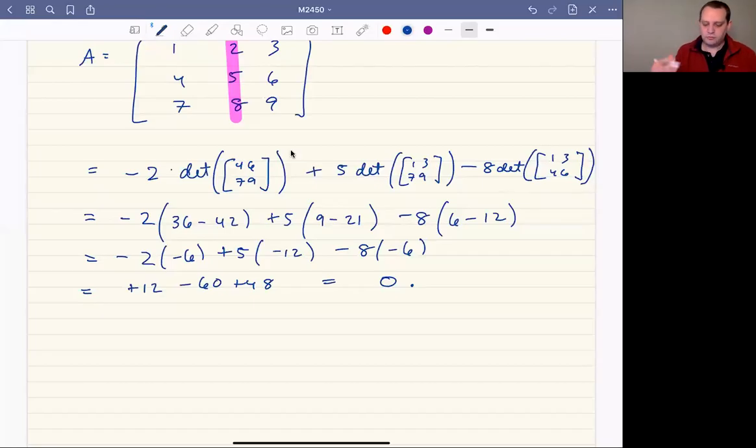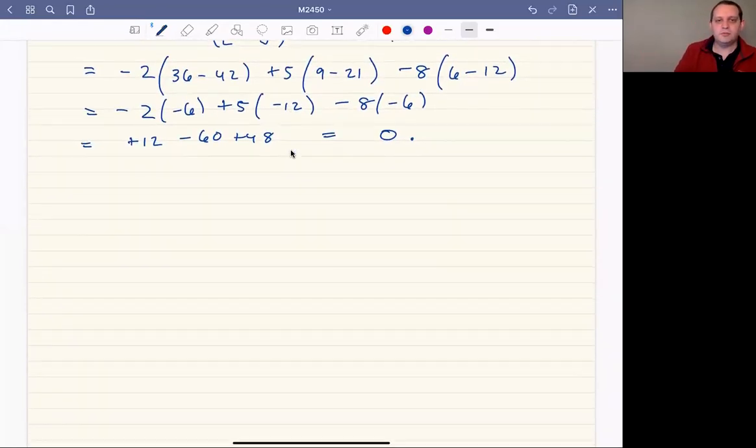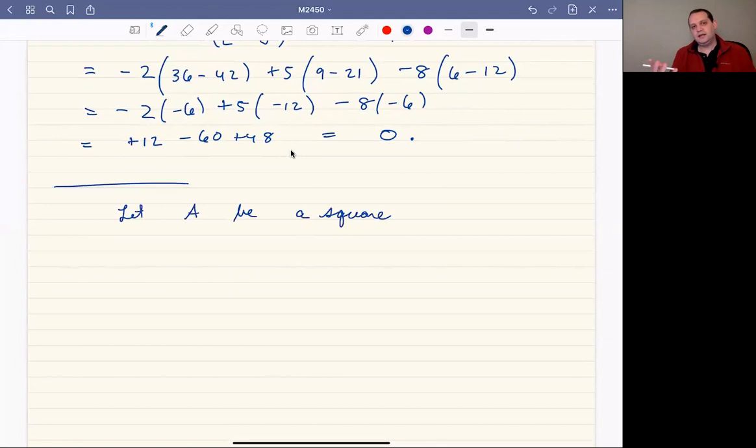Okay, I think it's worth writing a comment that we made in the previous video. Let A be a square matrix. So let A be a square, meaning same number of rows and columns. The determinant is not defined, it doesn't exist for non-square matrices, but let A be a square matrix.